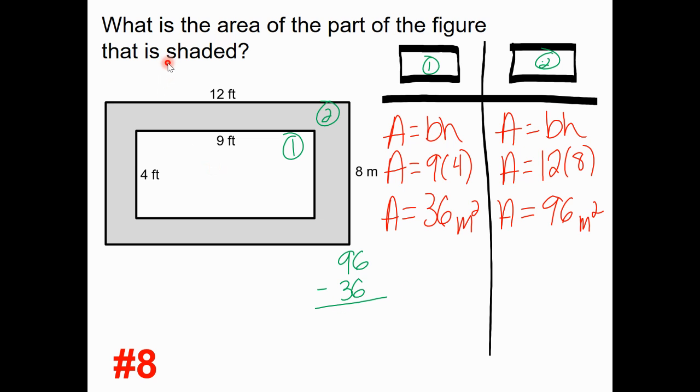So subtract starts with S, shaded starts with S. That's how I remember what to do. So 96 minus 36 is 60 meters squared. So we know that the area of just this shaded gray part is 60 meters squared.